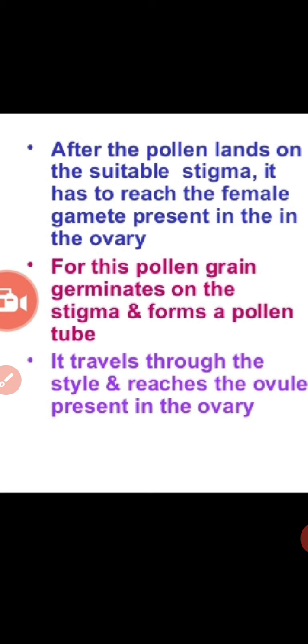Now after the pollen lands on the suitable stigma, it has to reach the female gamete present in the ovary. For this, the pollen grain germinates on the stigma and forms a pollen tube. This pollen tube travels through the style and reaches the ovule present in the ovary. How? See this diagram. In this diagram, you can clearly see that at this point the pollen grains, by the process of pollination, stick here.